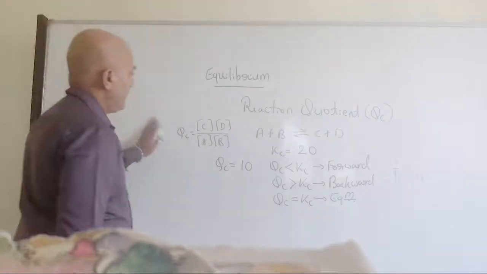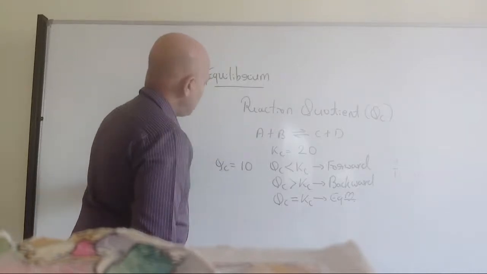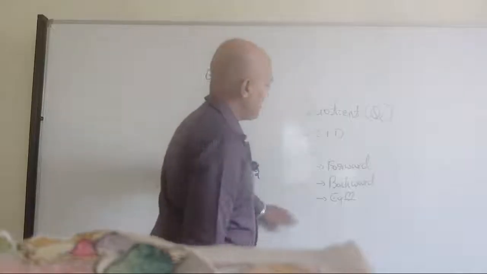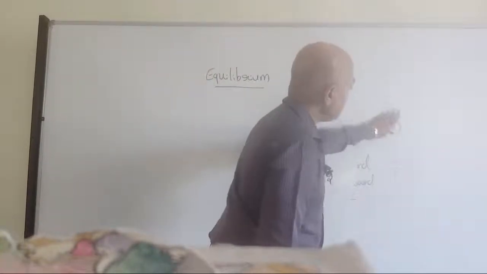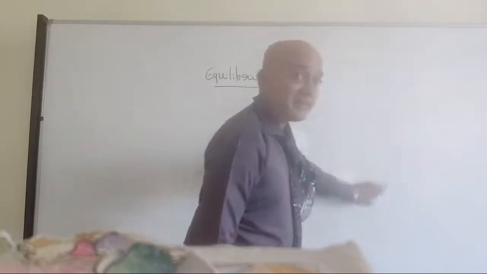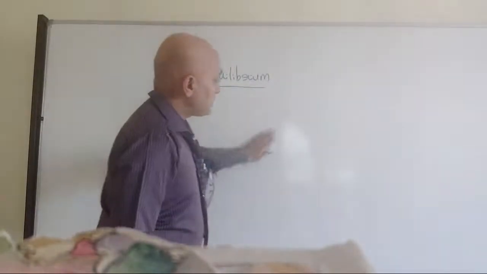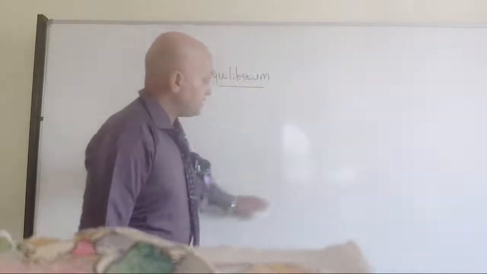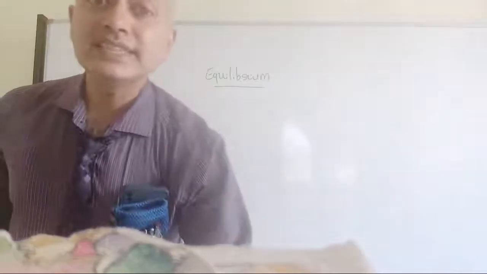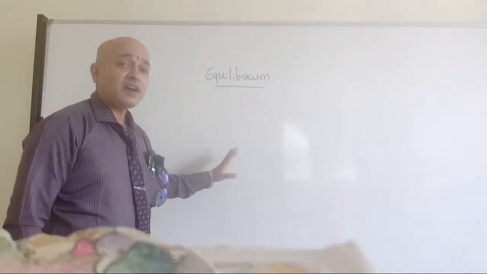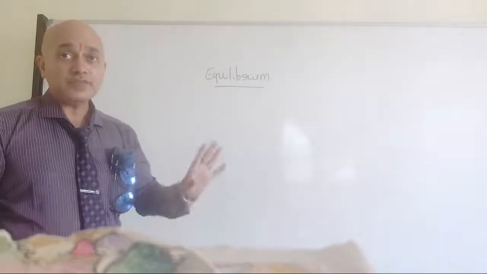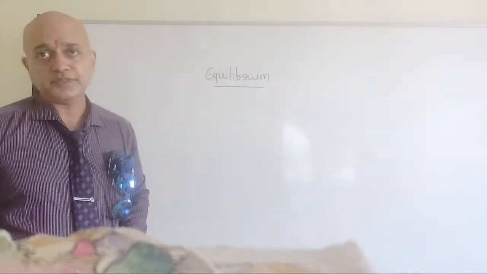Fine. That's where we have the reaction quotient and equilibrium constant value, which will brief the condition of the reaction: how much time the reaction will take to reach equilibrium, or what condition we should change to make this reaction happen in the forward direction. All these things can be understood once we find the equilibrium constant and reaction quotient of that particular reaction.